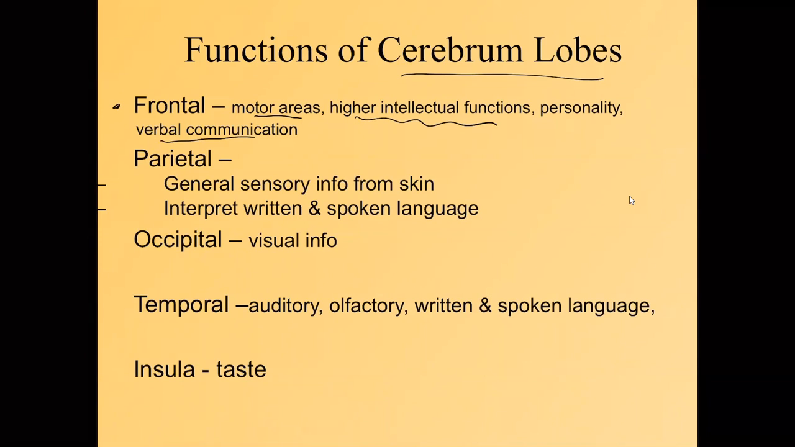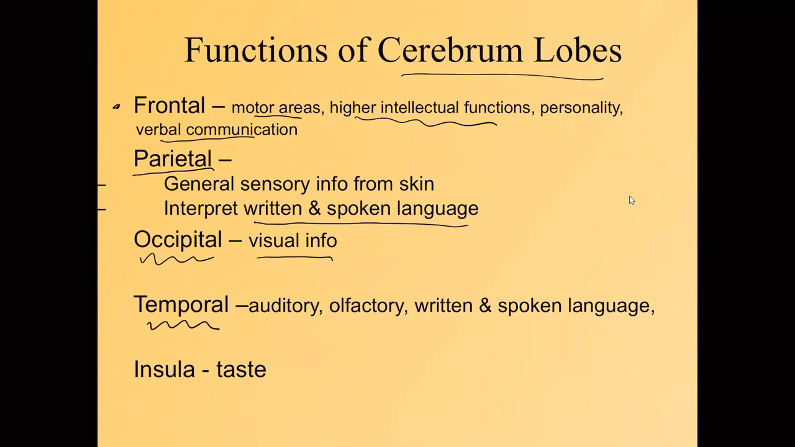Okay, now the parietal is on the top, and it has general sensory info coming in from the skin to it. It's also going to help us interpret what people are saying and what we're reading. Okay, occipital is going to take the visual information in and interpret it.